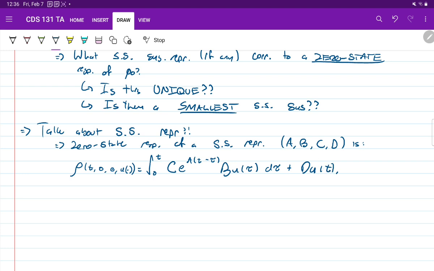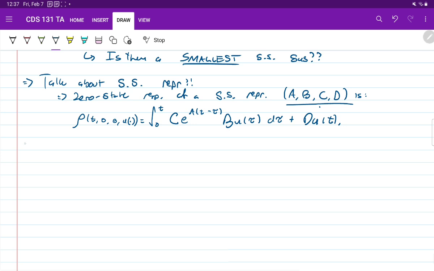So if we want to figure out what the smallest state space representation is corresponding to a given response, maybe it makes sense that we characterize what it means for two 0 state responses to be equivalent. So this leads us to the idea of an equivalent realization. The basic idea is that we're going to declare two state space representations to be equivalent realizations of some 0 state response just if they have the same 0 state response map. It's pretty straightforward.